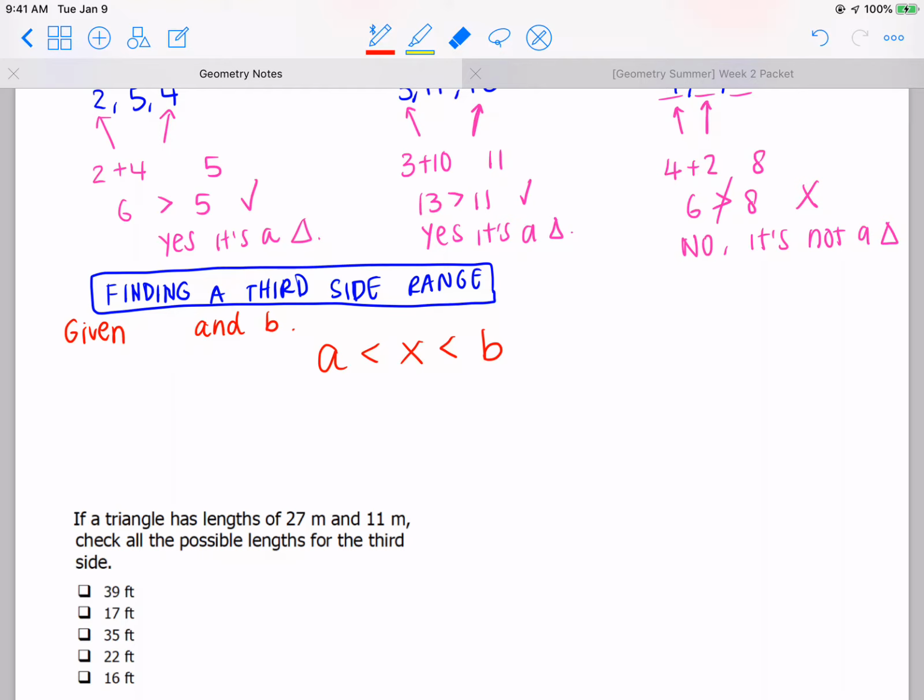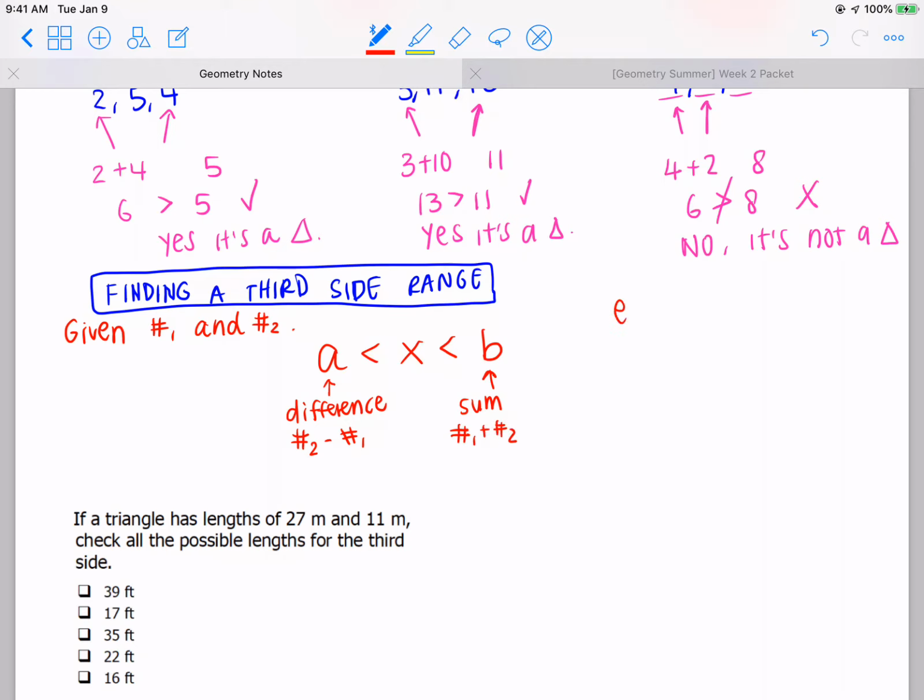Actually, hold up. We're not really given A and B. We're given two numbers, say number 1 and number 2. A is going to be the difference. That means we're going to be subtracting number 1 and number 2. So if number 2 is the bigger number, we're going to subtract number 1 from it. And then the bigger part, the bigger range, is the sum, where we add these two numbers together.